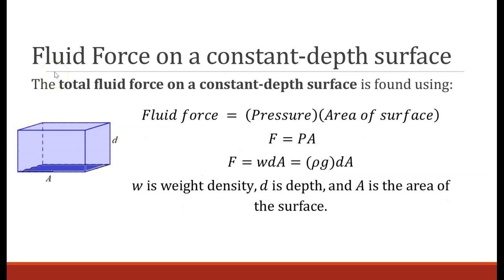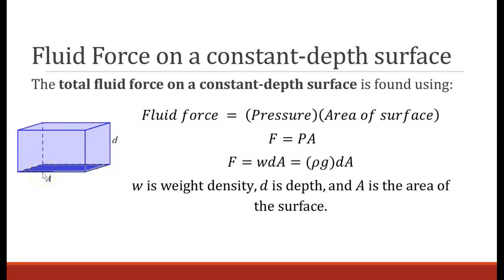Now we can finally talk about fluid force on a constant depth surface. The total fluid force on a constant depth surface is found by using the following formula. Fluid force is equal to pressure times the area of the surface. So here, the bottom of this pool is at a constant depth. Every single point on the bottom of this pool is at a constant depth.